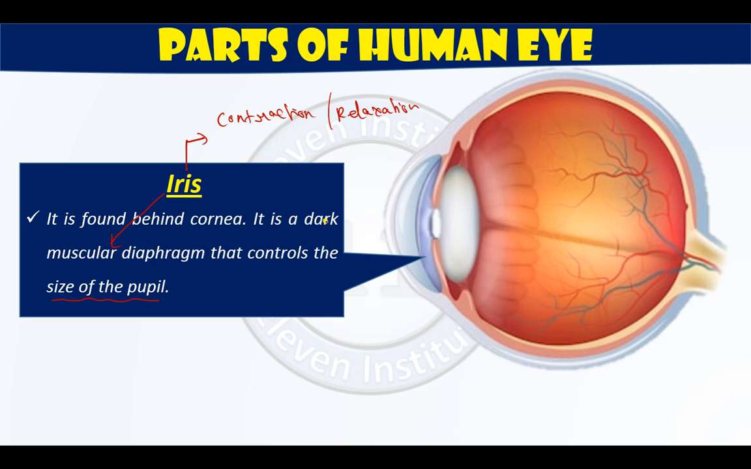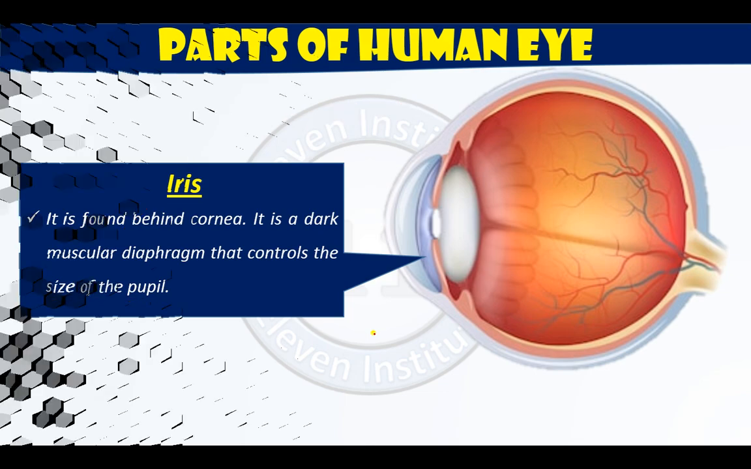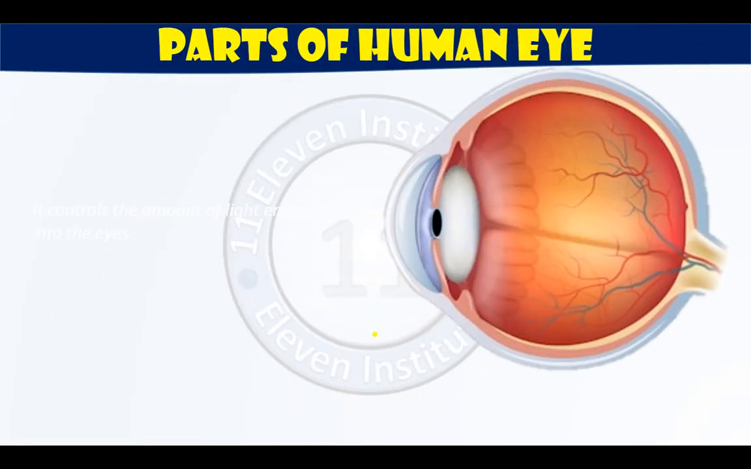So what is the main role of the iris? It will control the size of the pupil. Now as the iris controls the size of the pupil, if the size of the pupil is more, a greater amount of light can enter. If the size of the pupil is less, a lesser amount of light can enter. So how much light enters the eye is controlled by the pupil. Yes, you can see here is the pupil.